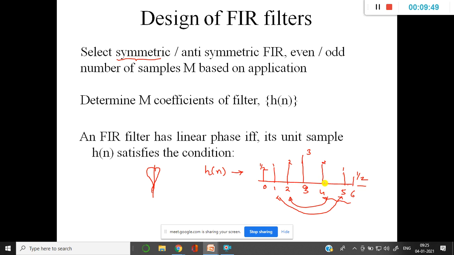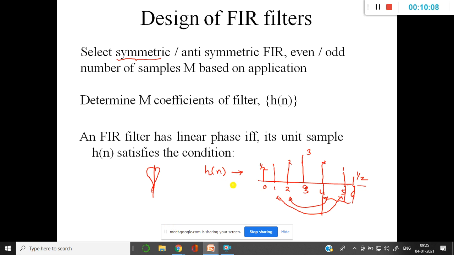Similarly, what do we mean by antisymmetric? Antisymmetric means the reverse. So samples 0 1 2 and samples 4 5 6 will be in an antisymmetric direction. So this is the difference between symmetric and antisymmetric.